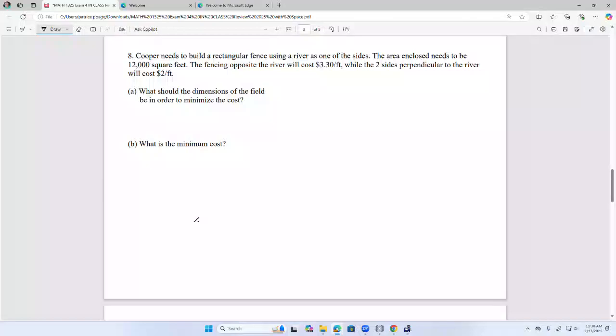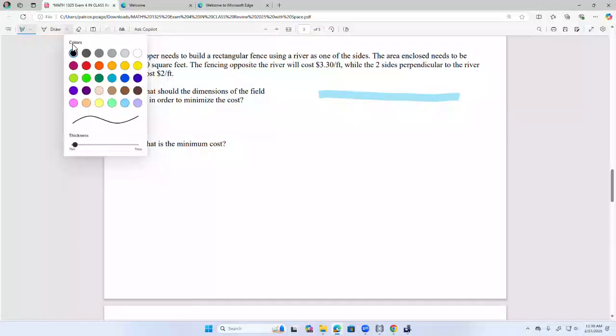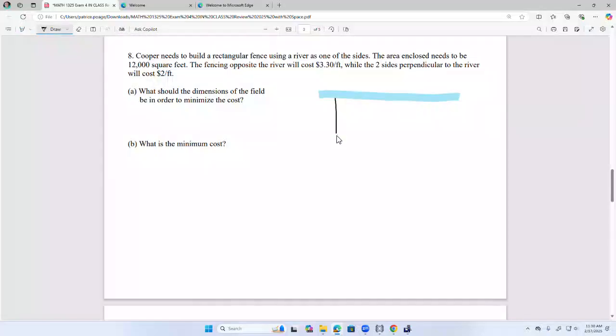Cooper needs to build a rectangular fence using a river as one of the sides. All right, so I'm going to draw my river. Here's a river. And we need a rectangular fence. The area needs to be 12,000 square feet. So this area is going to be 12,000 square feet. The fencing opposite the river, I'm going to call these sides X and this side Y.